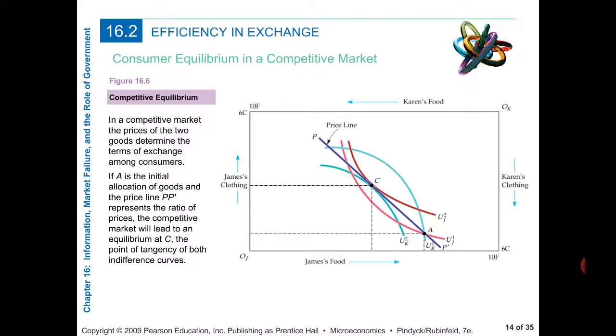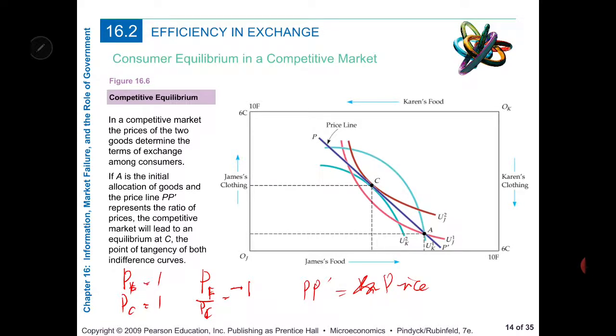Now let's bring in the price line or budget line here. The price line, let's say price of food is 1, price of clothes is 1, or 10 and 10, regardless. But the slope of PF over PC is equal to -1, yeah, because it's negatively sloped, and that -1 happens to be this P prime. So P prime is the budget line or the price line.